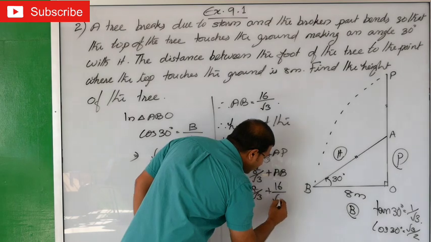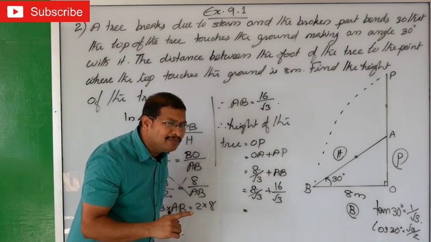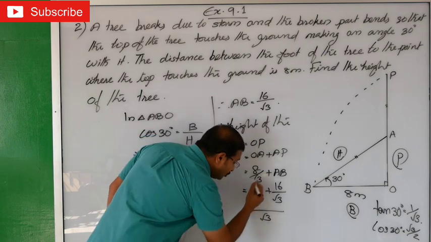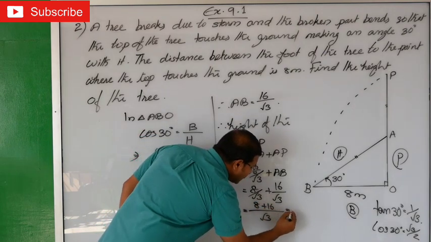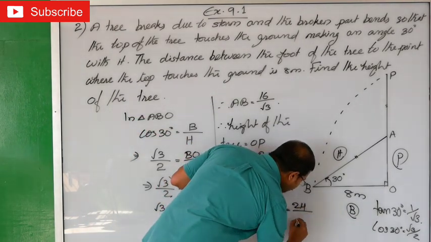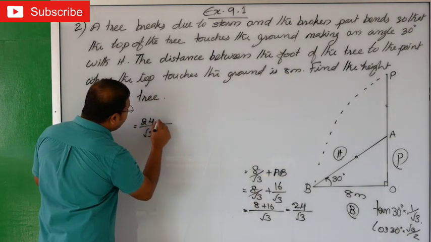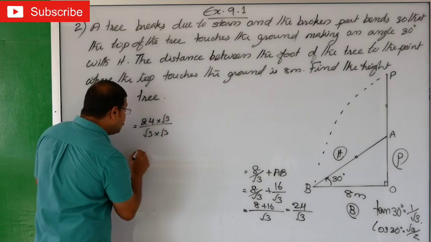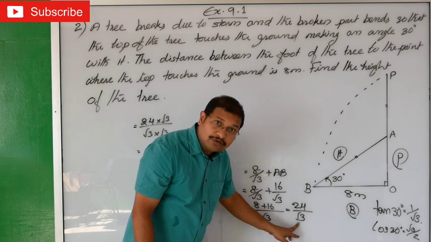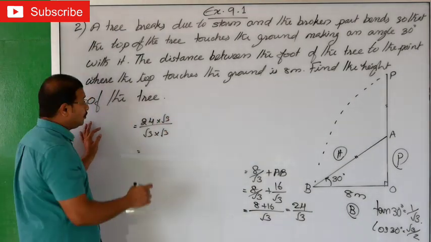16 by root 3 equals, now see, both denominators are same. Denominators are same means, yes, we'll take LCM root 3 and the balance will write numerator. What you will write? 8 plus 16. 8 plus 16 means what you will do? Yes, 24. 24 by root 3, numerator and denominator root 3 will multiply. Why? To remove the denominator root. Because root 3 is in the downside, isn't it? So to remove the root 3 from the denominator, we have to multiply numerator and denominator by root 3.